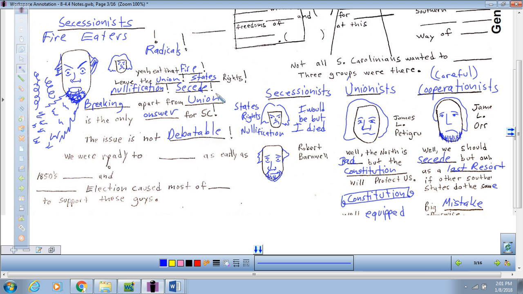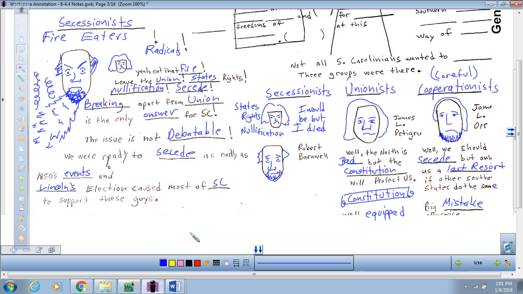The Fire Eaters, the secessionists, they're like, we are ready to secede back in the 1850s, as soon as we upset the balance in the Senate. As early as the 1850s events, the Compromise of 1850 led California into the Union, and that upset the balance in the Senate, and then they knew that it was probably over. Now, Lincoln's election in 1860 would cause most of the people in South Carolina to support the Fire Eaters.